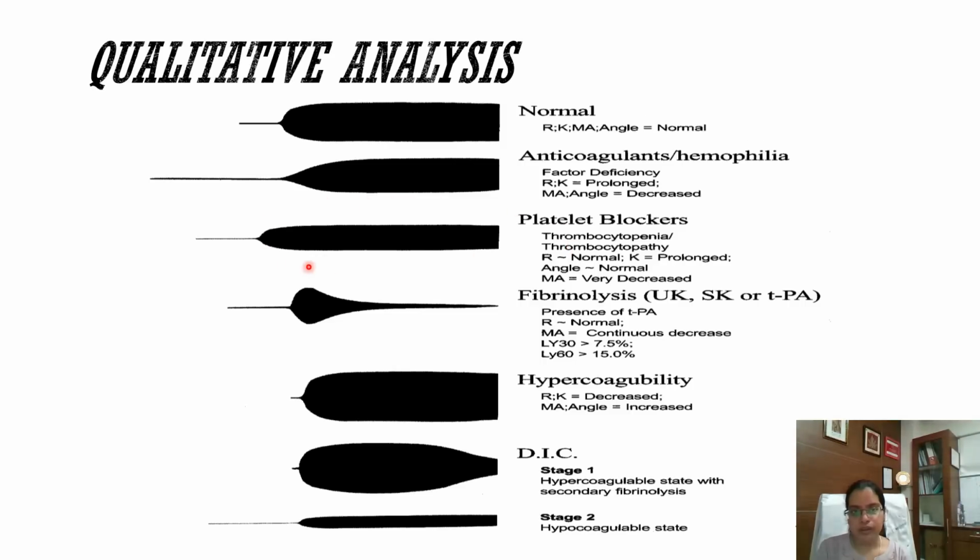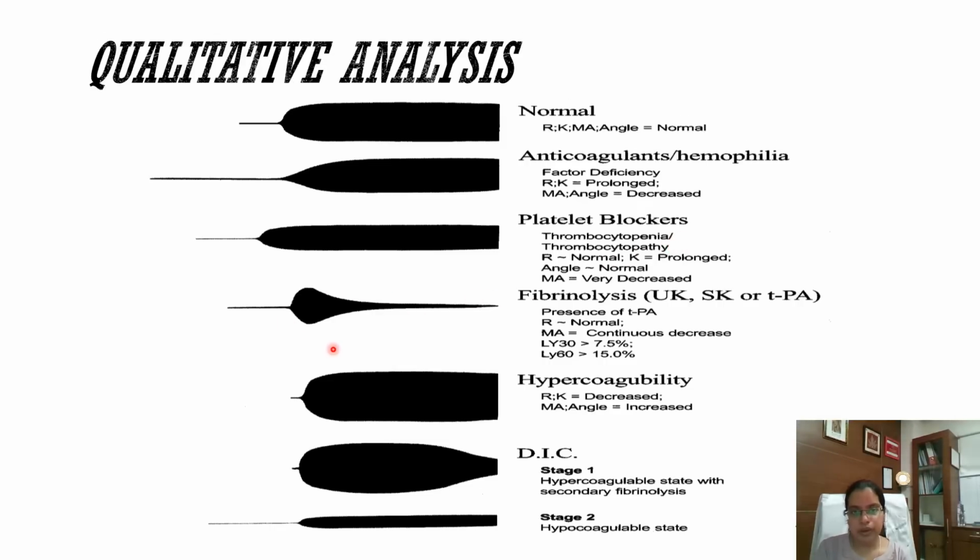Now this third, you can see R time is more or less normal, K time is prolonged, and angle is also normal. MA is basically reduced in this. As compared to this, MA is much reduced. So there is a problem in platelets. Patient can have thrombocytopenia, there can be a platelet function defect. So we will transfuse platelets to the patient.